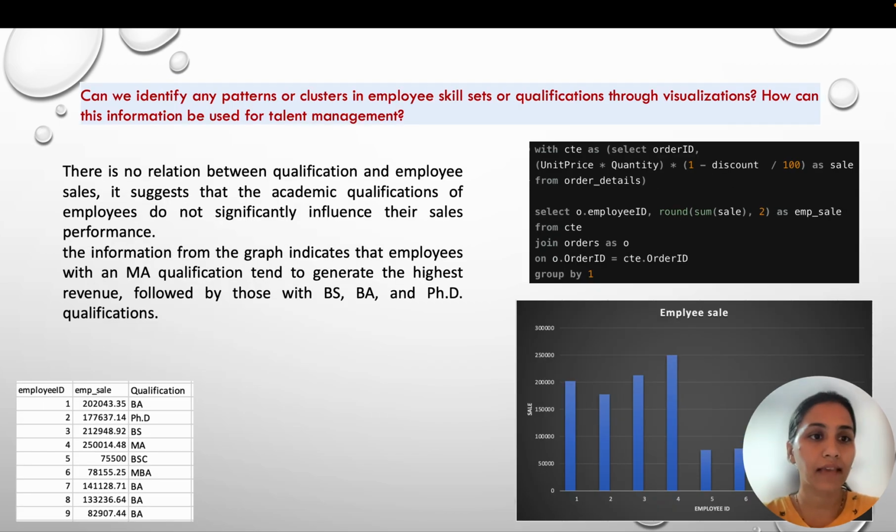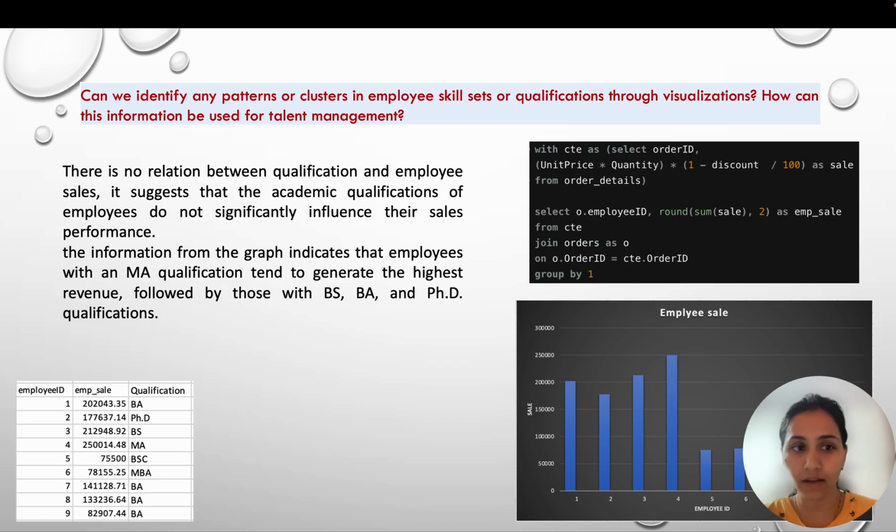The next question is, can we identify any pattern or cluster in employee skill sets or qualifications through visualization? How can this information be used for talent management? For this one, again I have created a CTE for revenue, and then for the data set I have taken the employee ID and the employee sale, and the third entity I have manually created in Excel, that is qualification, the highest qualification of that employee.